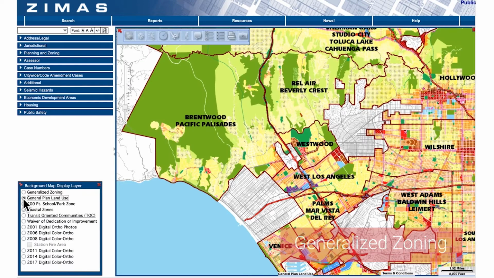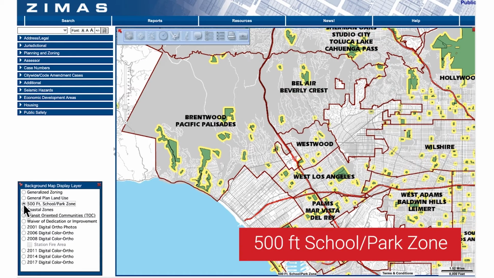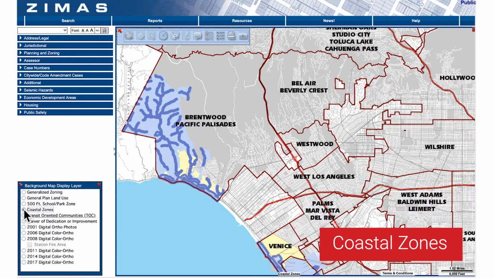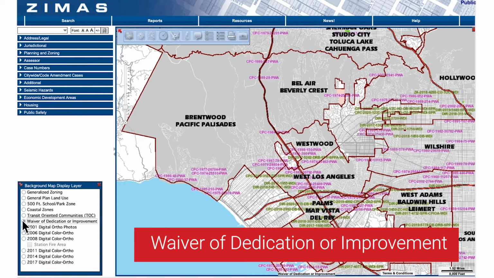General Plan Land Use, the 500-foot school and park zone, coastal zones, transit-oriented communities, waiver of dedication or improvement, as well as digital aerial backgrounds.